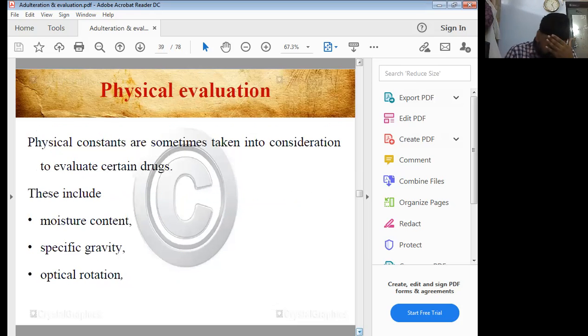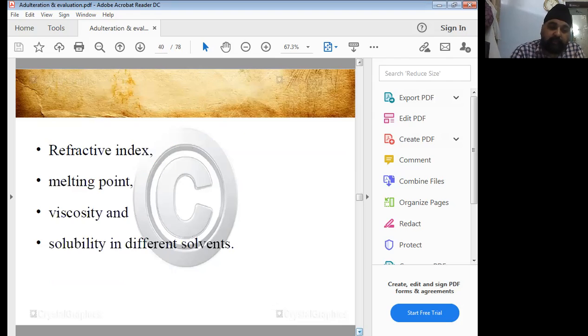Then comes various other methods that are called physical evaluation. Here we determine the physical constants of the crude drug to evaluate it. Now, what are these physical constants or physical parameters? They are moisture content, specific gravity, optical rotation, refractive index, melting point, viscosity, solubility in different solvents.